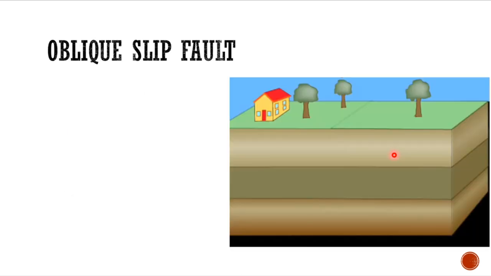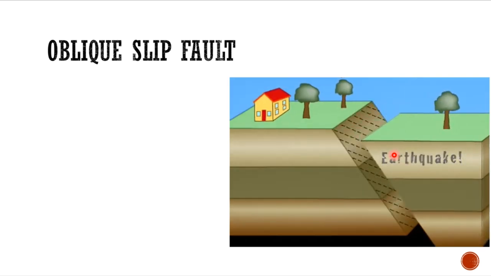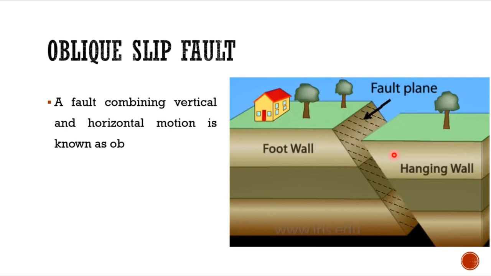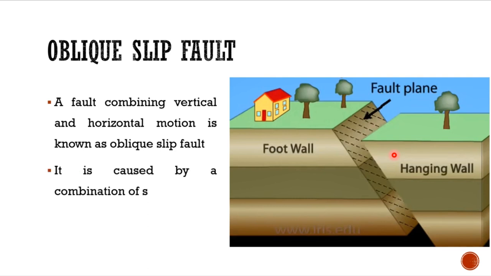Then the third one is oblique slip fault. In nature, not all faults are either completely dip slip or completely strike slip. It is a fault combining vertical and horizontal motion and it is known as oblique slip fault. It is caused by a combination of shearing and tension or compressional forces.